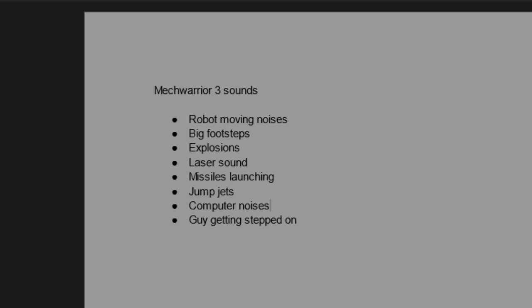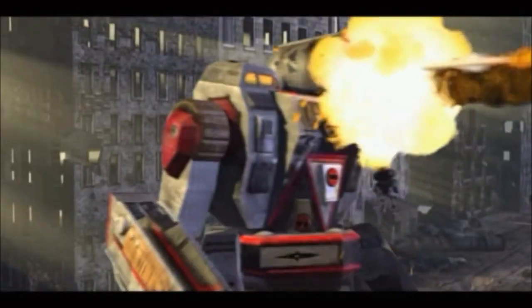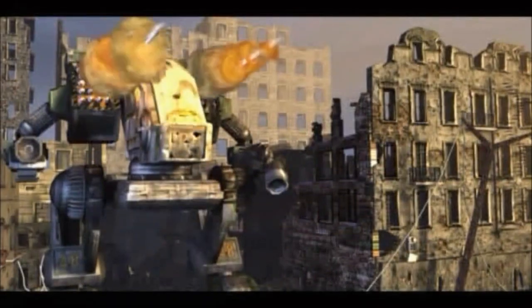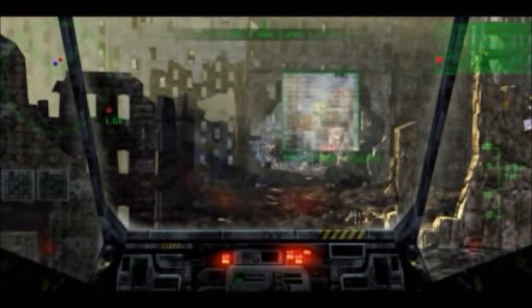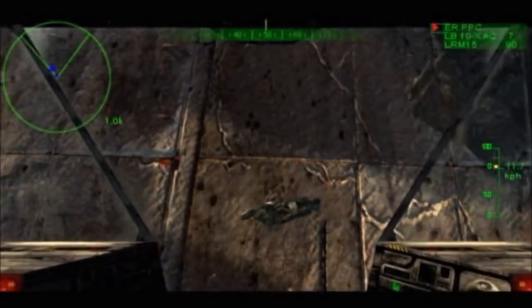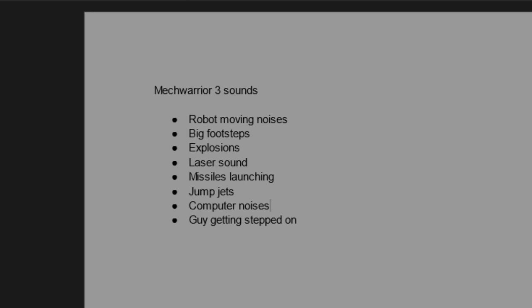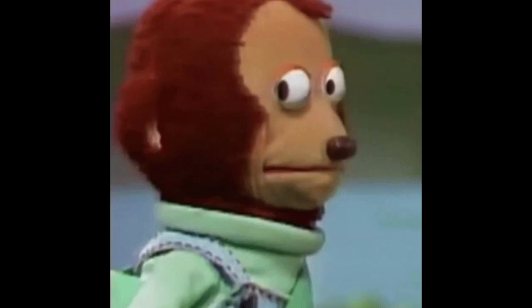So I said I've got lots of robot moving sounds, big footsteps, lots of explosions, a laser sound. Gonna need some missiles launching, jump jets when the mechs are jumping around. Gonna have different computer noises when we see the inside of the cockpit, and that one of the guy getting stepped on. It's not every single sound effect that I need to make for this, but it's a good place for me to start. Once you've figured out what sounds you need, you're just gonna have to look around and see what other things you have around you that sound kind of similar.